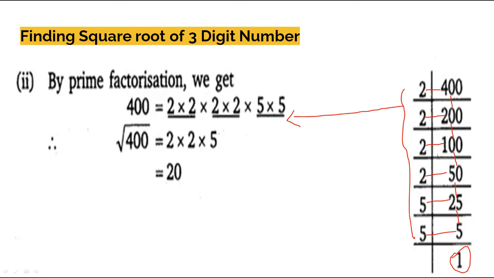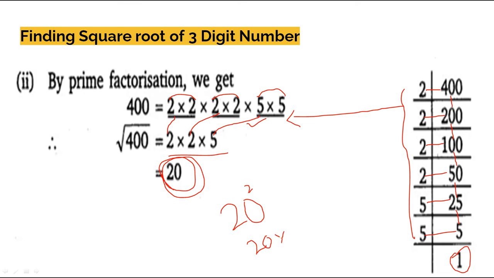And after writing all the numbers in one line, I have to make pairs together, one pair at a time, and make sure each pair has the same number. Then take one number from each pair, and after taking one number from each pair, finally we get the answer by multiplication. 2 twos are 4 and 4 fives are 20. And for the verification, what do I have to do? 20 squared means 20 multiplied by 20, so my result comes 400. My overall working has been correct.